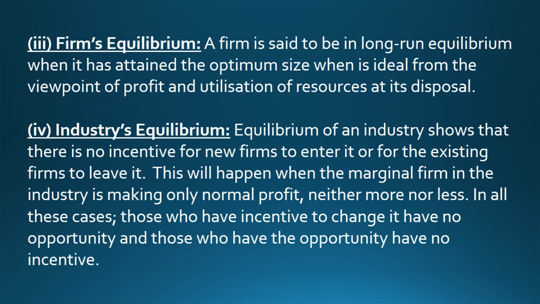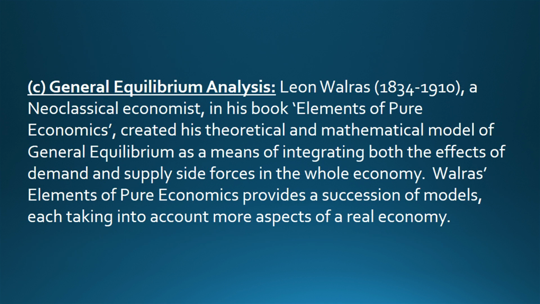4. Industry's equilibrium. Equilibrium of an industry shows that there is no incentive for new firms to enter it or for the existing firms to leave it. This will happen when the marginal firm in the industry is making only normal profit, neither more nor less. In all these cases, those who have incentive to change it have no opportunity, and those who have the opportunity have no incentive. See General Equilibrium Analysis.